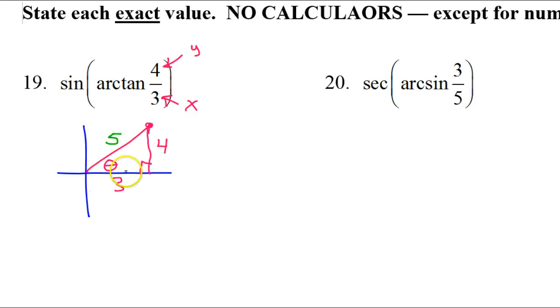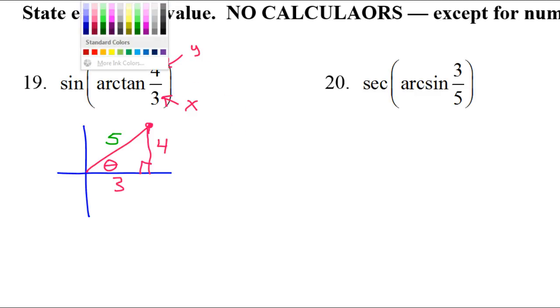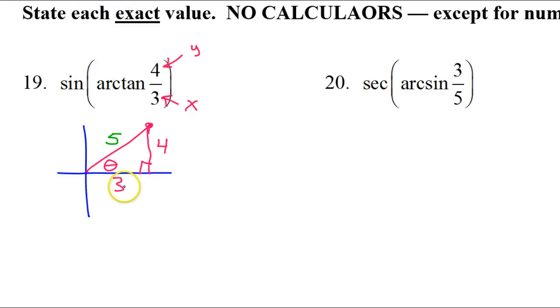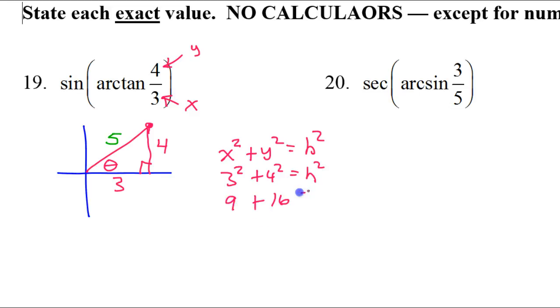Now, if you did not know that, then you would have to do the Pythagorean theorem. You know how we say a squared plus b squared equals c squared? So x squared plus y squared would equal the hypotenuse squared. So this would have been 3 squared plus 4 squared is equal to the hypotenuse squared. That's 9 plus 16. That's 25 is equal to the hypotenuse squared. Taking the square root, the hypotenuse is 5. So this is what you have to do if you haven't memorized the Pythagorean triples.